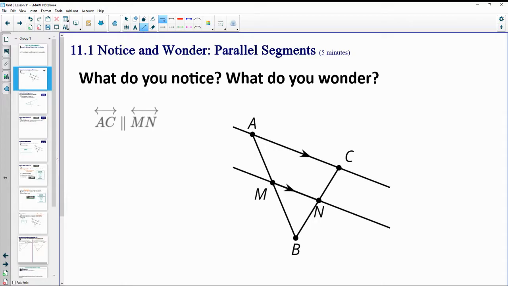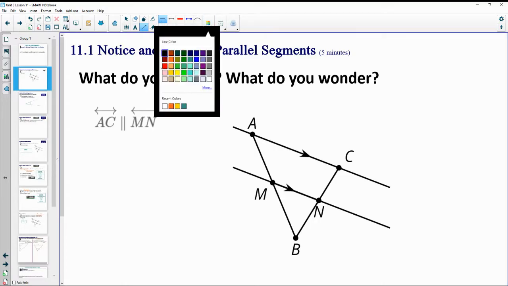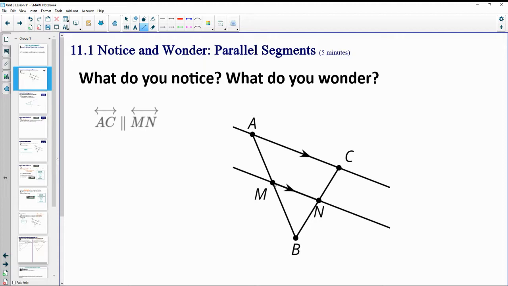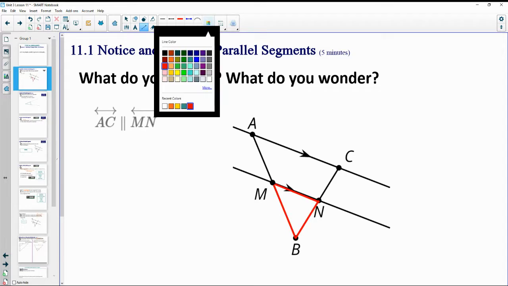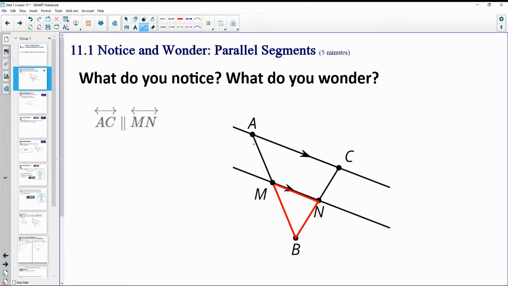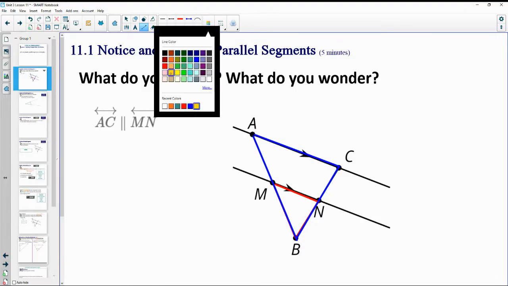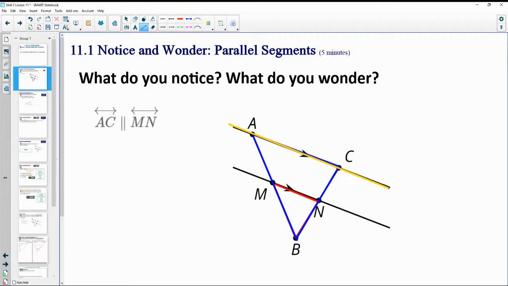All right, so maybe you noticed a couple triangles. You saw a few things that could make triangles. So maybe you saw a triangle here. Maybe you also saw a larger triangle here. Maybe you noticed these two lines being marked parallel. Okay, and you also noticed off to the side that they were said to be parallel here as well.